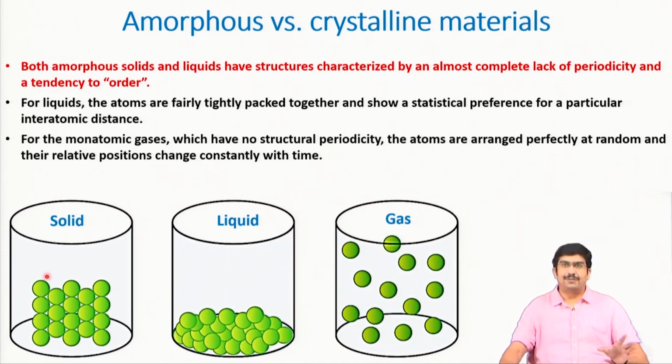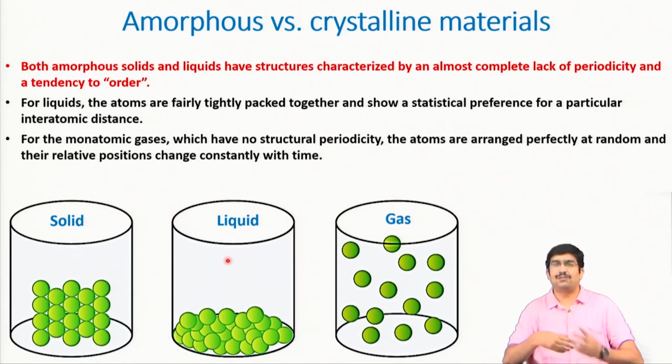So for a solid crystalline material, we can imagine completely periodicity in the atomic arrangement. All atoms are fixed around their mean position, and we have a complete periodicity in the material. For liquids, of course, the atoms do not have the periodicity. Liquid or amorphous structures do not have this periodicity, but they are still tightly packed together, and this shows a statistical preference for a particular interatomic distance, which we can identify from something called the radial distribution function. We are not going into that, but for amorphous material we can express the same thing using the radial distribution function.